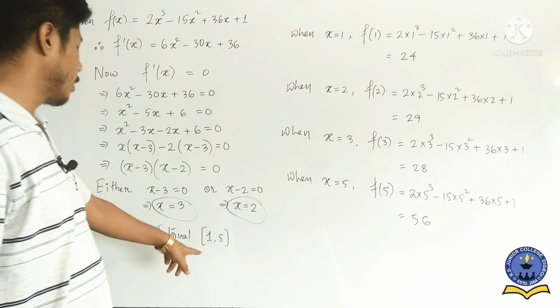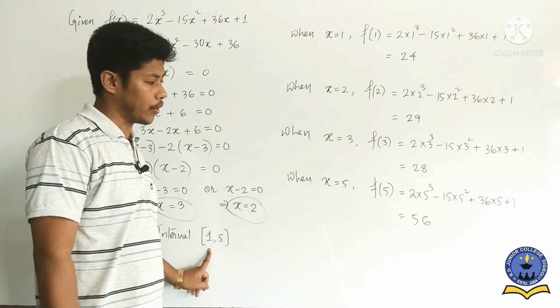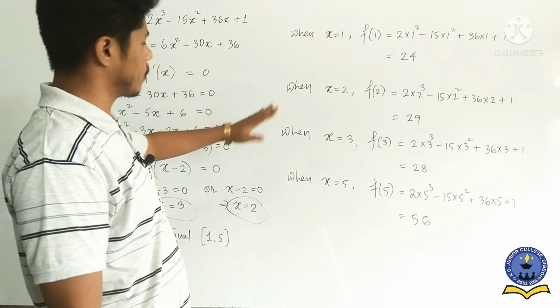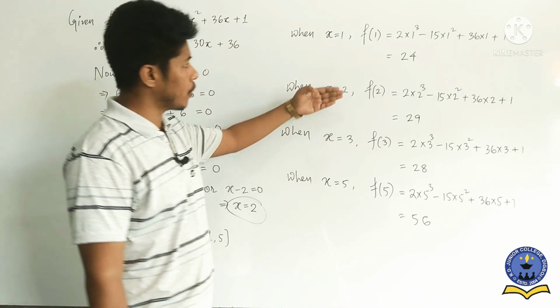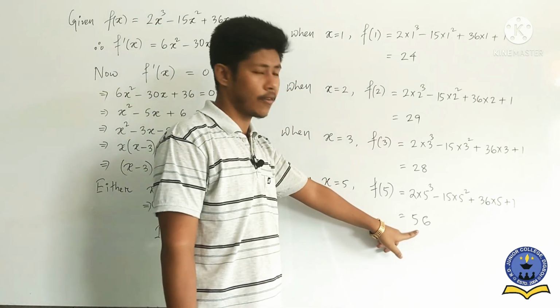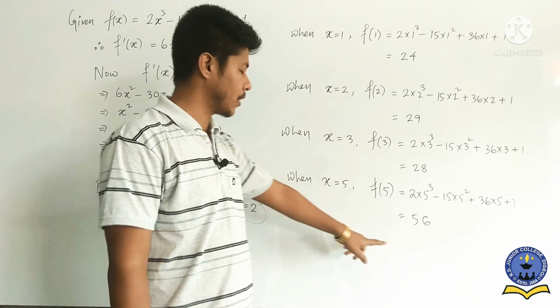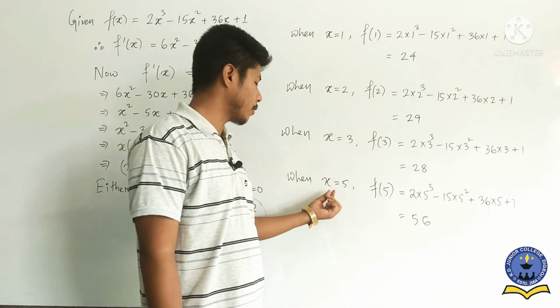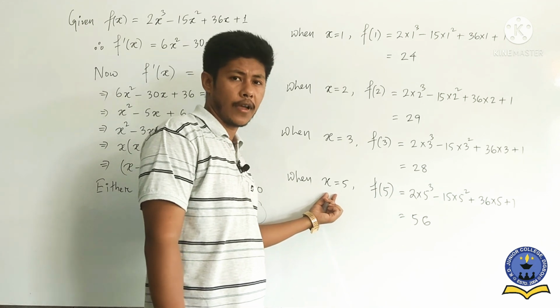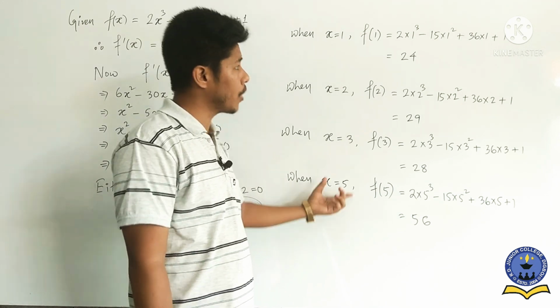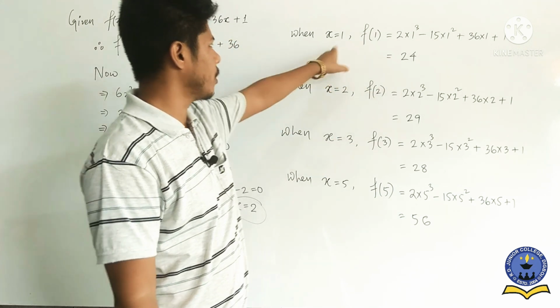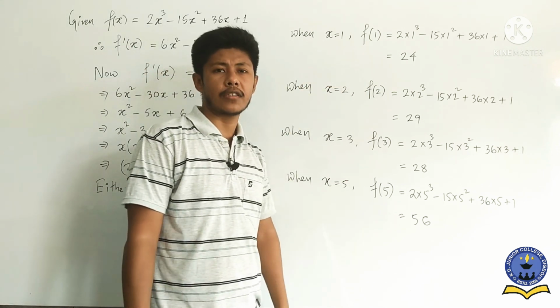2 and 3 are the critical points, 1 and 5 are the end points. So now from here, if anyone asks you what the maximum value is, you see the maximum value is 56. That means our answer is: the maximum value is 56. At which point? The point is x equal to 5. And which one is the minimum value? The minimum value is 24. At which point? At x equal to 1.